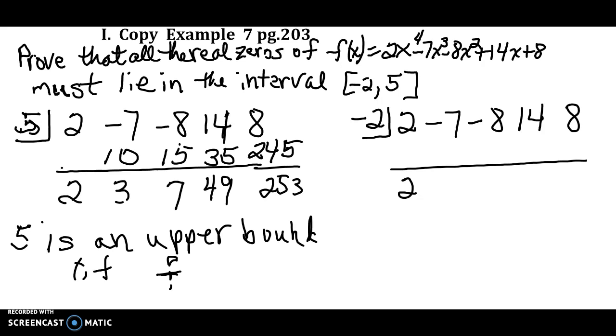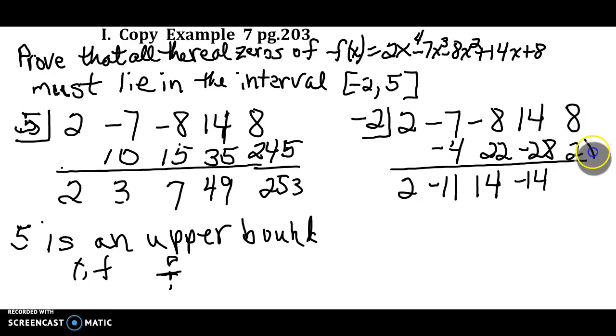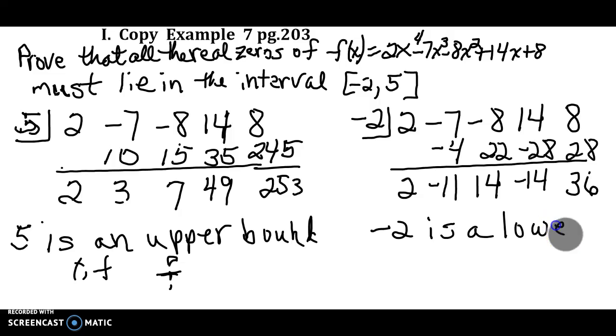So we have a positive number, so the next number should be negative, which it is. Then we're going to get a positive number, and then the next one should be negative. And if this is the lower bound, the last number will be positive. And we can see that it is, that they alternate signs, positive, negative, positive, negative, positive. So that means that -2 is a lower bound of f. So all the real zeros have to occur somewhere between -2 and +5.